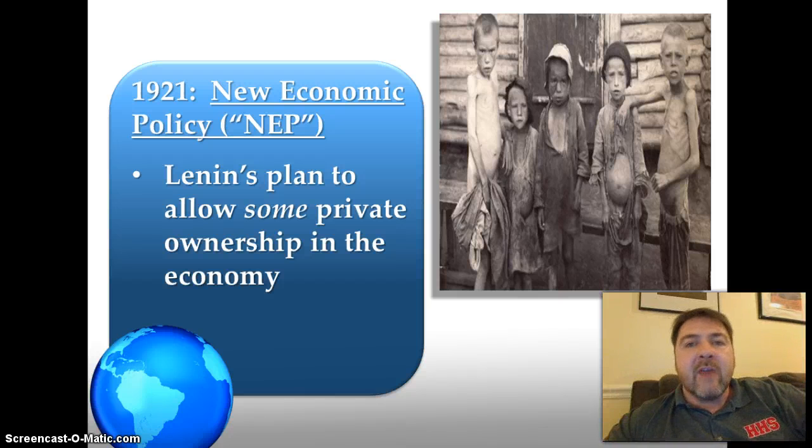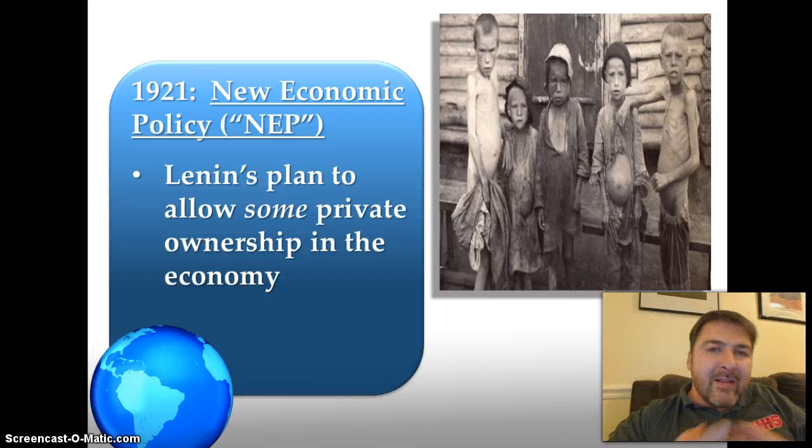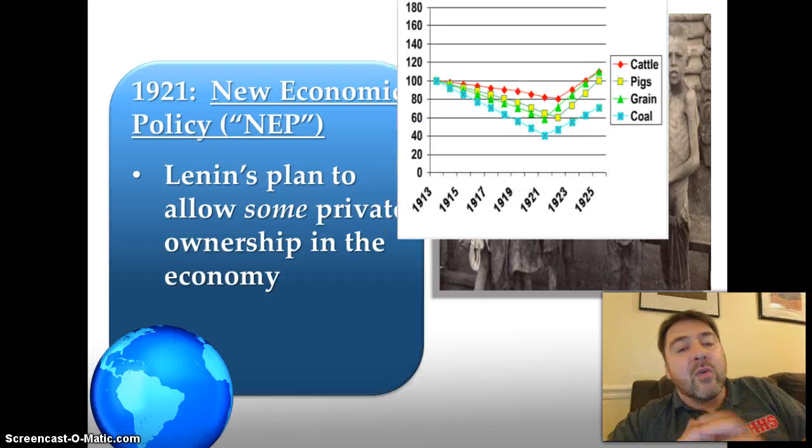Lenin realizes that government ownership of everything isn't working, so he introduces what's known as the New Economic Plan, or the NEP. This is going to allow some private ownership. Communism, pure communism, government owns everything. Lenin says we're going to let the people own some things. So, for example, the farmers were able to sell whatever excess crops they grew. This gave people some incentive, some motivation to work harder, produce more. And for the most part, this was a success.